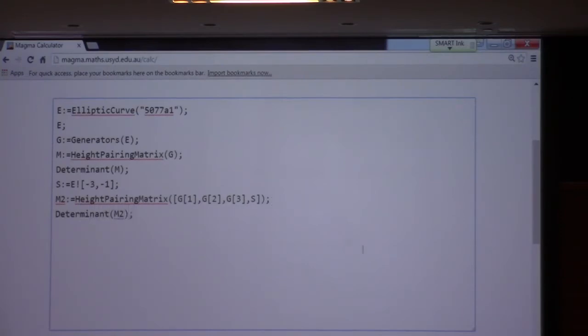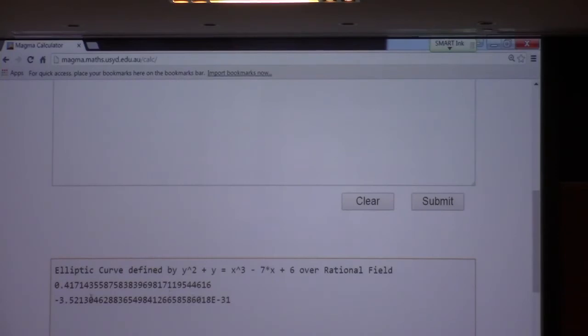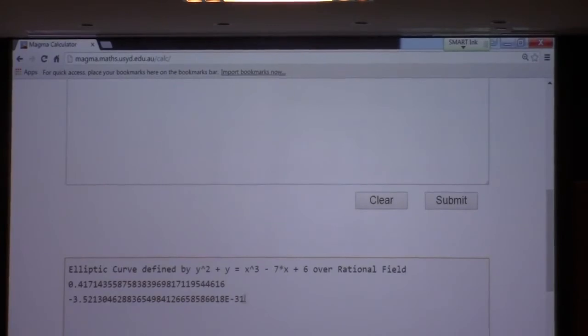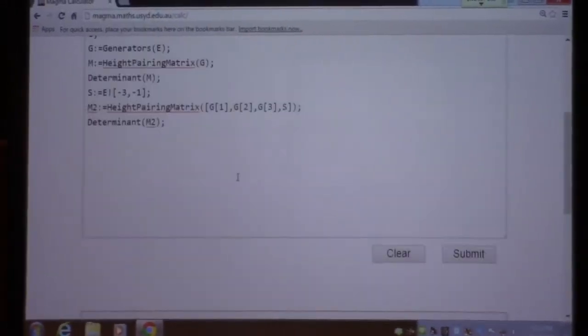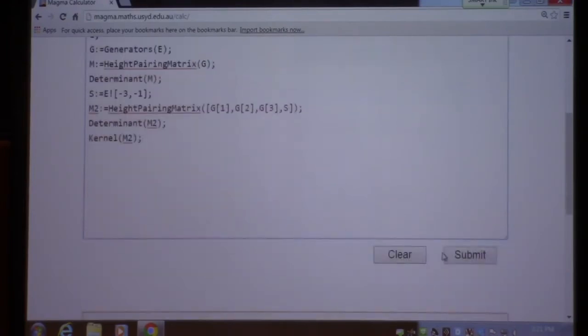of M2. You see, it's minus 3.52 times 10 to the minus 31. That's really close to 0. So I'm guessing this is actually 0. So if that's 0, then there should be a kernel in M2. And that's so.